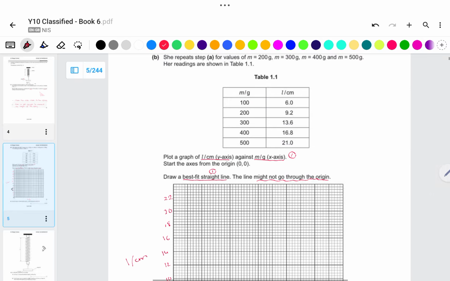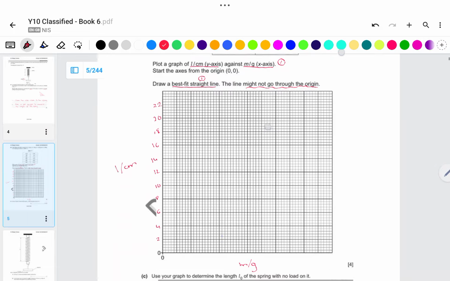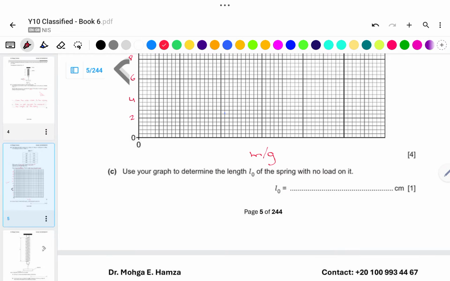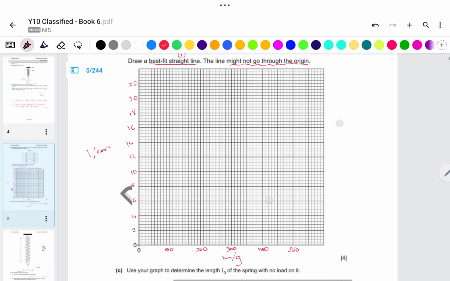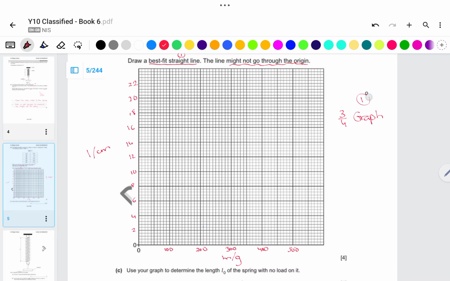For the x-axis, I have from 100 to 500. So I can do each big box with 50, which means that each 2 boxes are 100: 100, 200, 300, 400, 500. This is what the third mark is all about. The third mark is that you need to cover at least half of the graph. I always ask my students to make sure that they cover 3/4 of the graph so they wouldn't lose that extra mark. Okay, now let's start labeling.